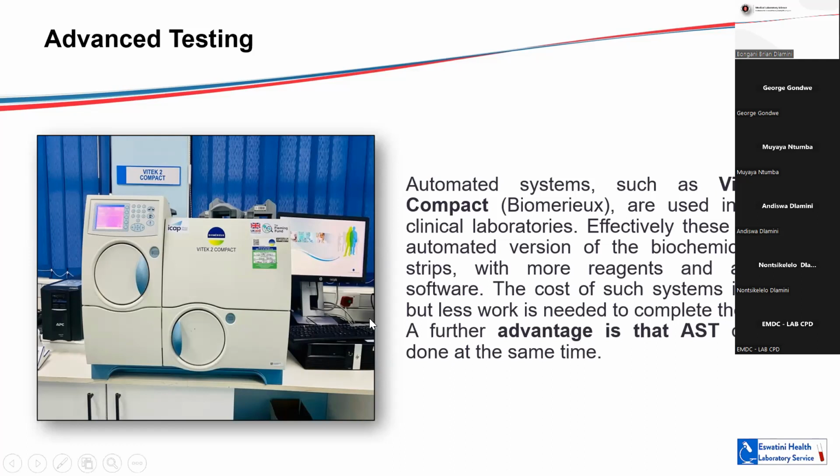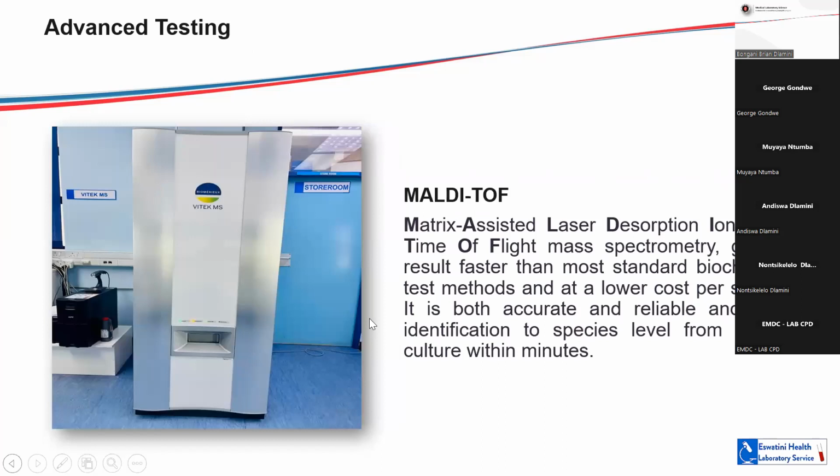And I forgot to mention that also for the MALDI-TOF or your VITEK MS, it does have some limitation in the sense that it does confuse some organisms. So it is between E. coli and Shigella. If it's a Shigella species, it may give you E. coli or Shigella. If it is an E. coli, it will say E. coli or Shigella.